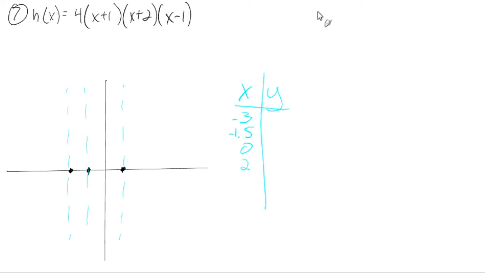Okay, let's give ourselves some room. 4 times (-3 plus 1) times (-3 plus 2) times (-3 minus 1). What do we get here? We get 4 times -3 plus 1 is -2. -3 plus 2 is -1. -3 minus 1 is -4. So we got 4 times -4 is -16. Times -2 is +32. Times -1 is -32.